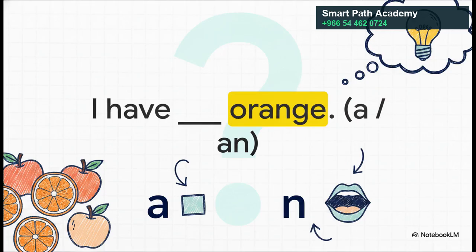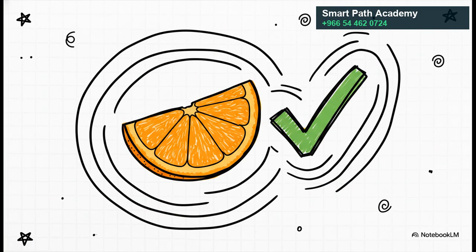Okay, now it's your turn for a quick challenge. Look at this sentence. I have blank orange. Do we need a or an? I want you to think about the word orange. Think about its starting sound and pick the right article. I'll give you just a second to decide. And the answer is, I have an orange.